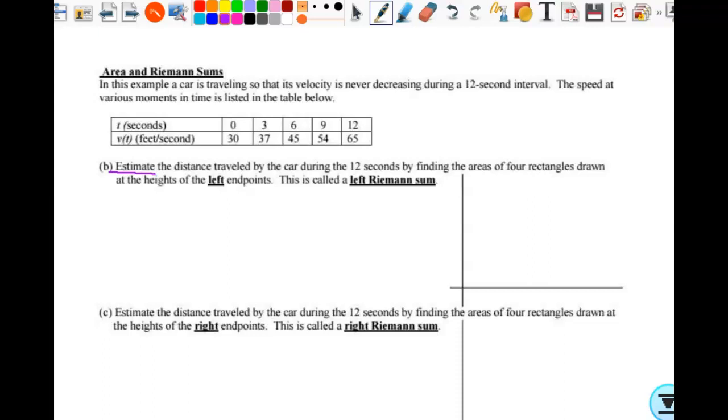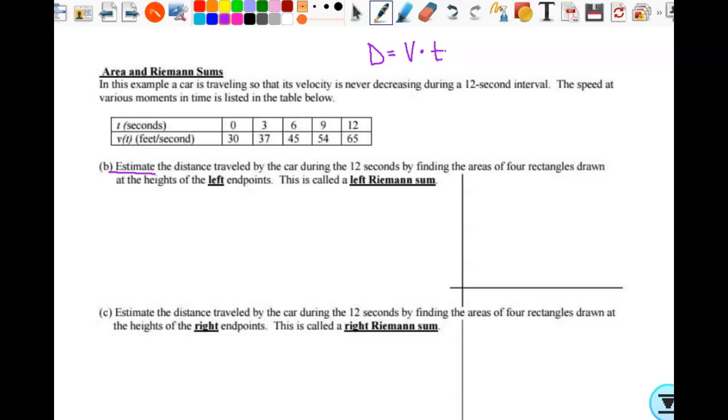Think back to your physics days. Distance equals what times what? You remember? Velocity times time, yeah. Velocity is distance over time, so distance is velocity times time. Does that make sense? Okay. So distance is velocity times time. Does that make sense? All right.